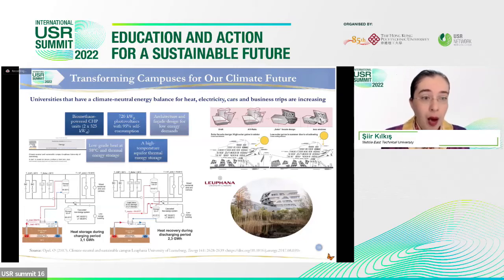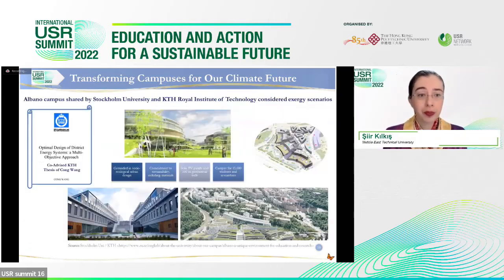They had biomethane powered combined heat and power, photovoltaics of different types, innovative facades, low grade heat and thermal energy storage, and also high temperature aquifer thermal energy storage. And all of this was integrated and realized to make the university climate neutral.